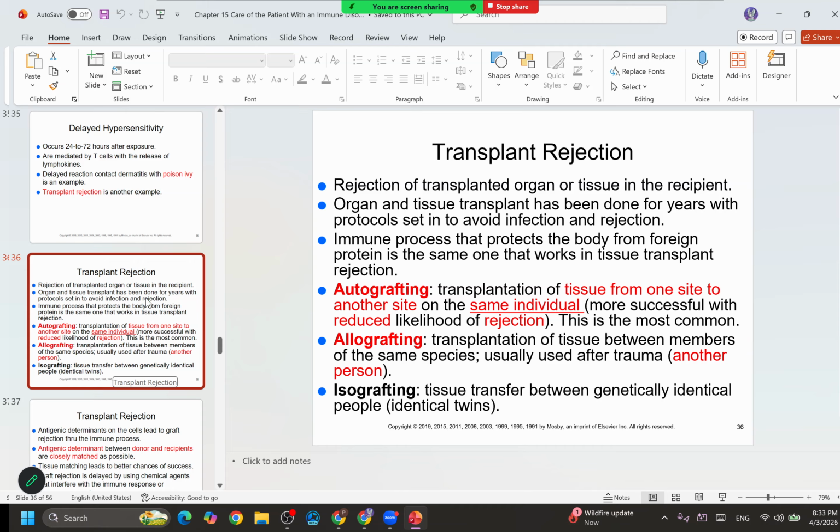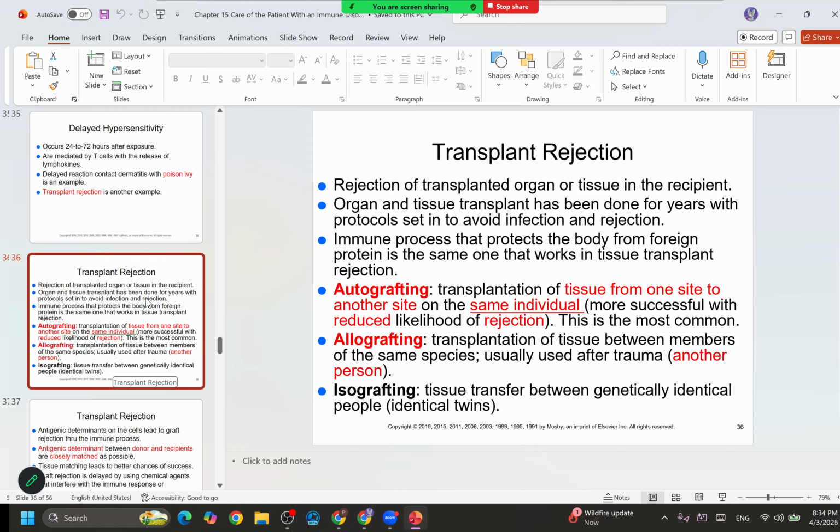Okay, so I will try to finish a little bit sooner, so that you guys can get some rest for tomorrow, your clinical rotation. Okay, so here, transplant rejection. We do have some kind of transplant rejection, and we talked about that a little bit already. This slide is talking about two very important things: autografting and allografting.